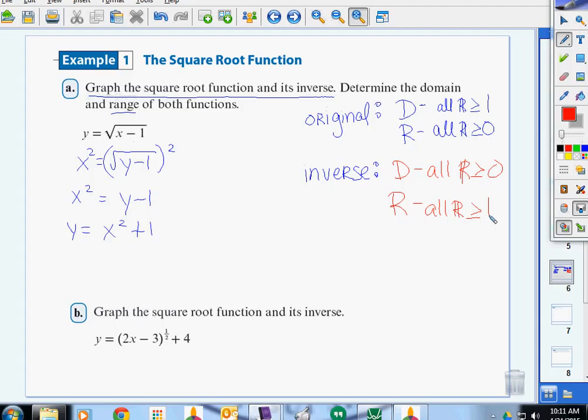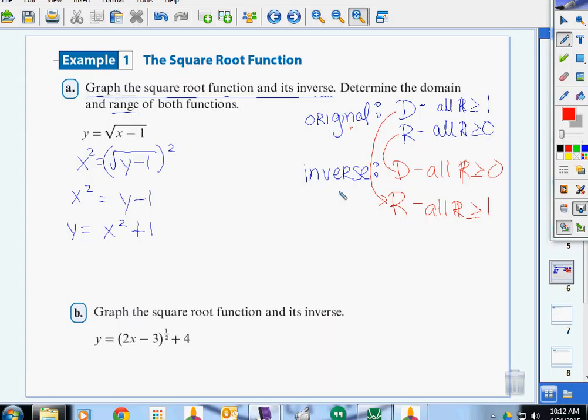Make sense? I think. Did I do that right? Yeah, because I brought this into the range location. And then I switched this, and then I switched these. You see it? So if you can properly identify the original domain and range, the inverse domain and range are pretty easy to find if you know how to switch.